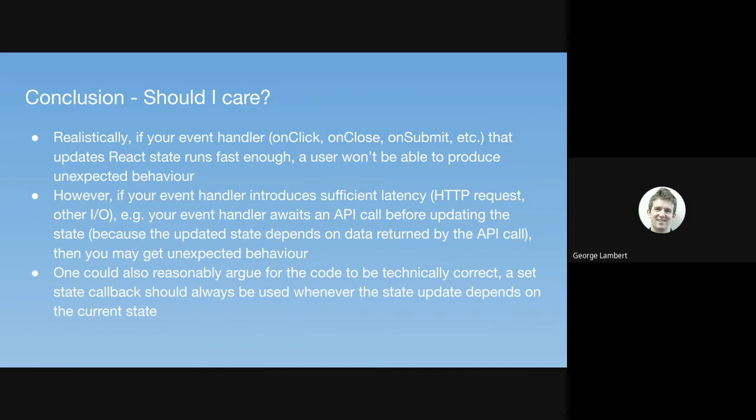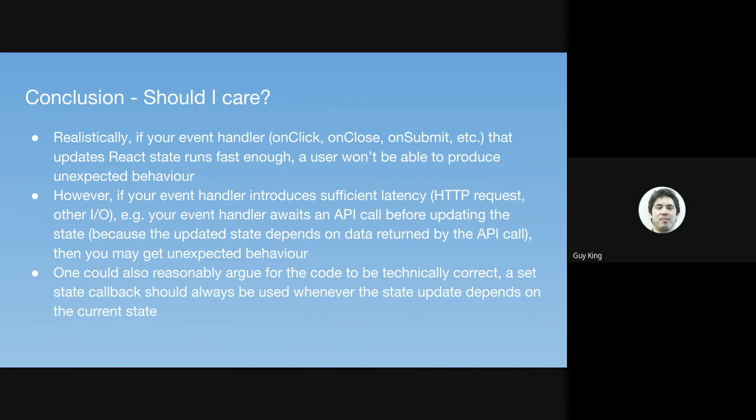Is there any way to automate this? What I mean is, is there any tool that can pick up when you're not using a callback, whether it's in the React build or some kind of static code analysis tool? I'm not aware of any static analysis tool that would do that. But I think it could be possible.